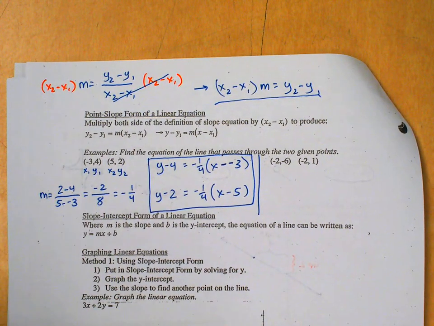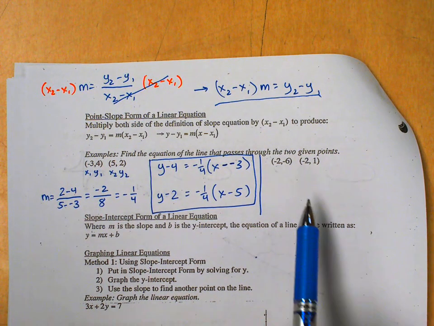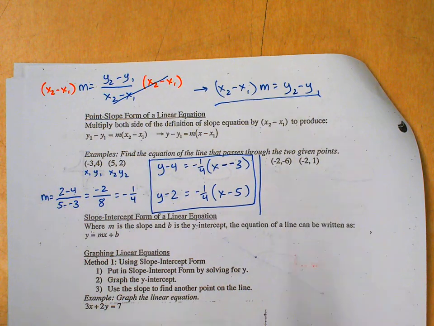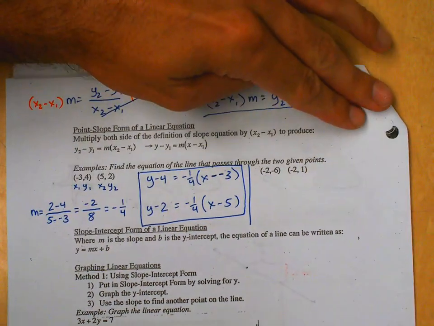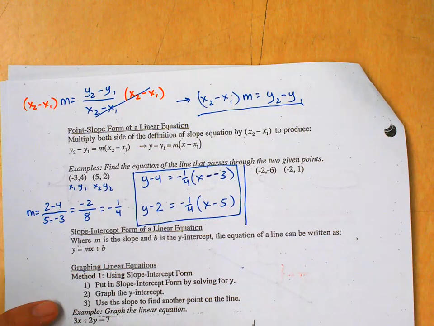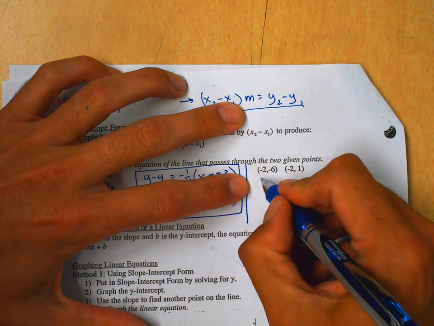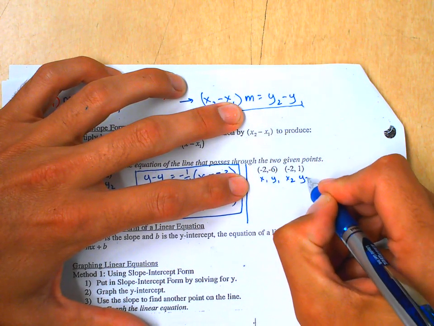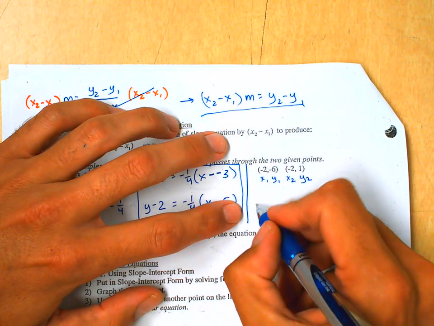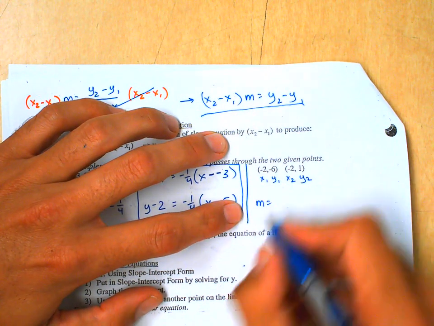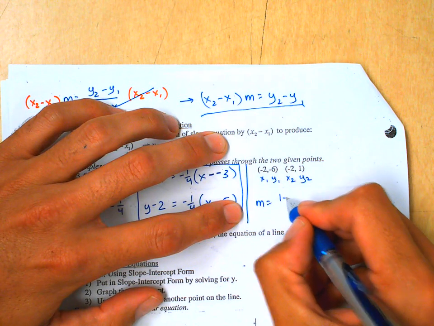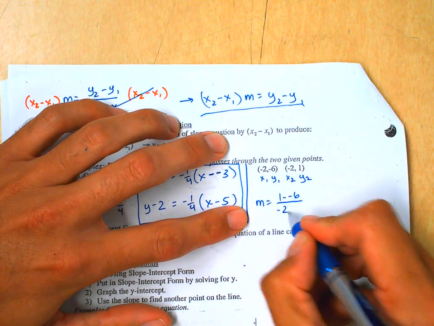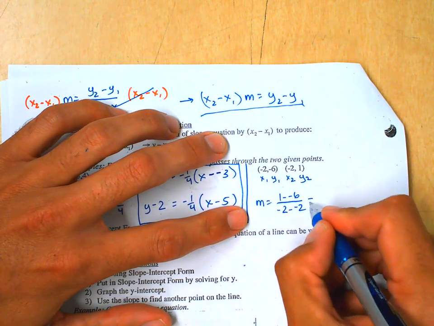Let's try the next one. You might see something about these two ordered pairs already that is giving something away about what the equation of the line is going to look like. But let's go for it anyway. We've got our x1 and y1, we've got our x2 and y2. And so m equals y2 minus y1 over x2 minus x1, that's 1 minus negative 6 over negative 2 minus negative 2.